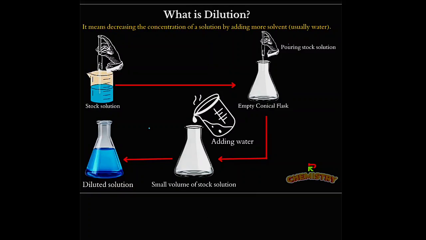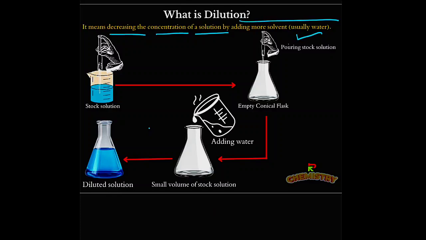In this slide, we can clearly see there is a chemical procedure, a chemical dilution. Okay, the dilution process. How does a dilution proceed? What is dilution? First, it means decreasing the concentration of a solution by adding more solvent, usually water.